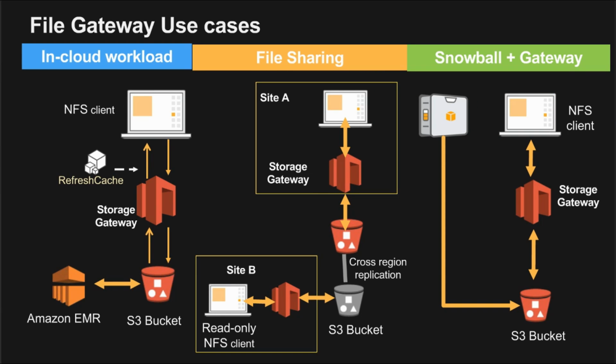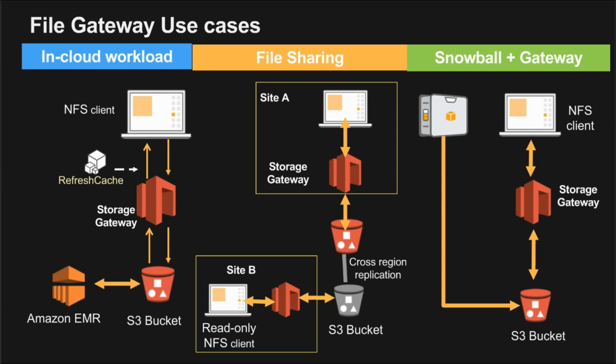So a couple of use cases for the file gateway. The first one, you can see we have an NFS client. We're connected to a storage gateway on premises, which is then connected to an S3 bucket. And in this use case, you'd be writing data into the storage gateway. Maybe you have a genomics workload and you're doing processing, or even a media workload, and maybe you want to do some transcoding or do some other type of processing for the large media files. You write those into the storage gateway, they get transferred into the S3 bucket.